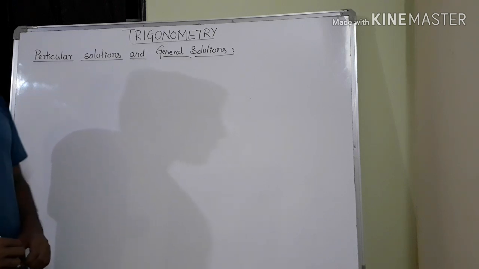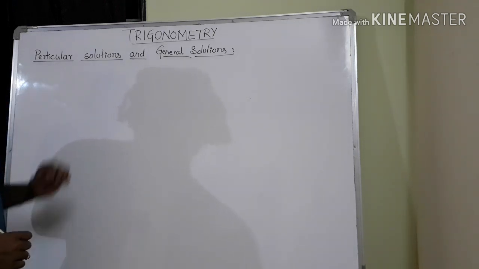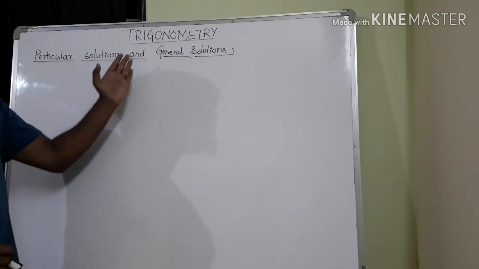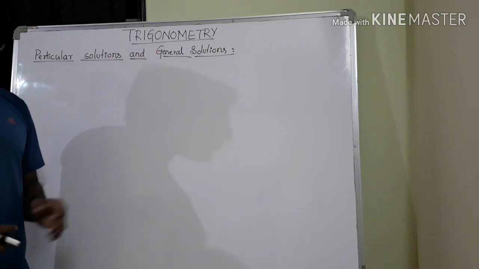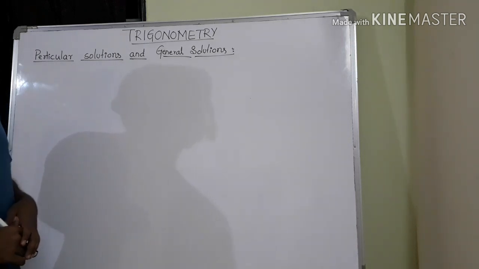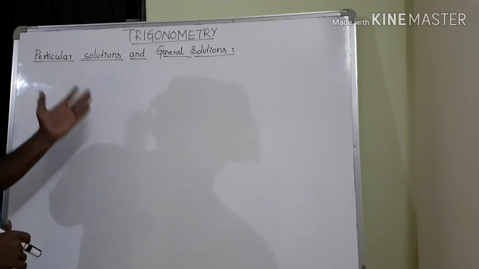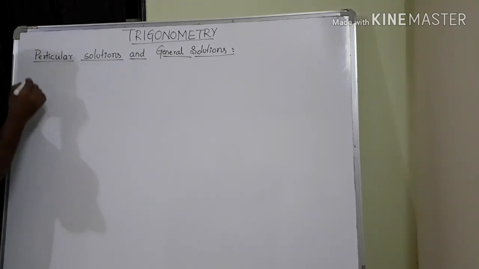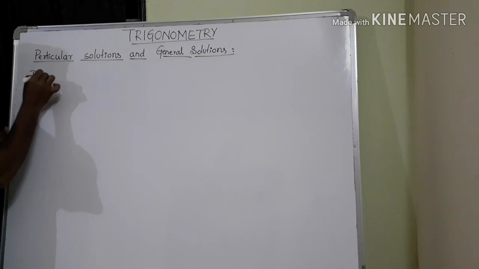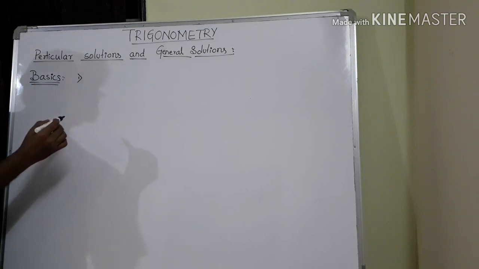Well, today I am going to teach a very important concept in trigonometry, that is particular solution and general solution, which is the last part of trigonometry where most of the students are getting confusions. Well, before starting with this, I want to tell some basics which are very necessary to understand these concepts. The basics include, the first one, the angles.